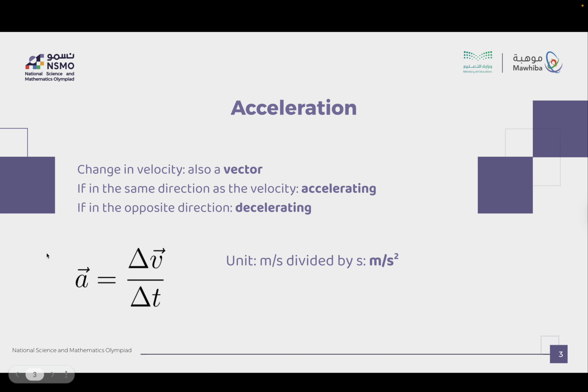We can calculate the acceleration using the following formula. a equals Δv over Δt. So the average acceleration is the change in velocity over the time elapsed. What will be the unit of the acceleration? The unit of velocity is meter per second, and we have to divide it by the unit of time, which is seconds. So the unit of acceleration will be meter per second divided by second, so meter per second squared.